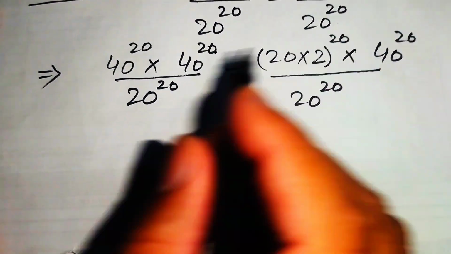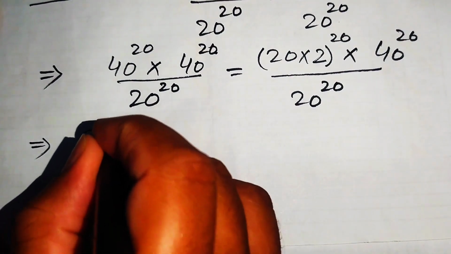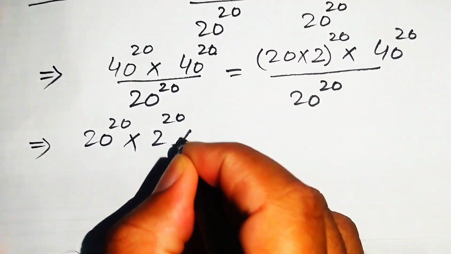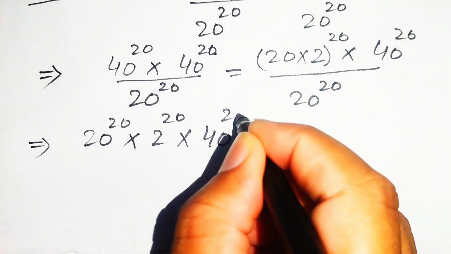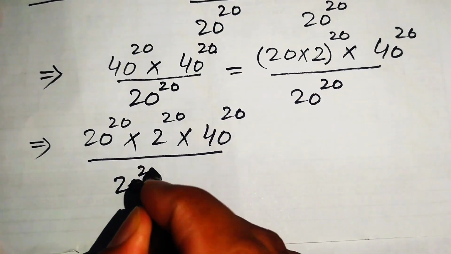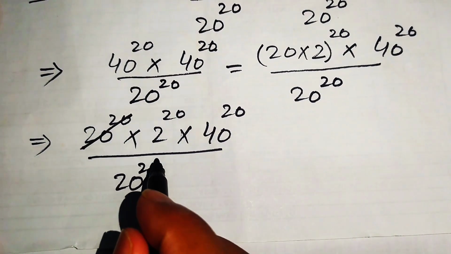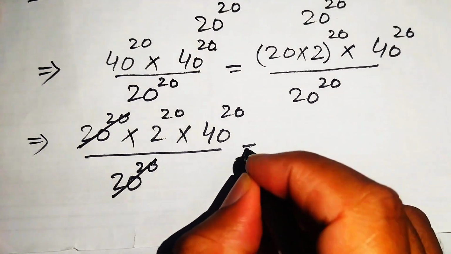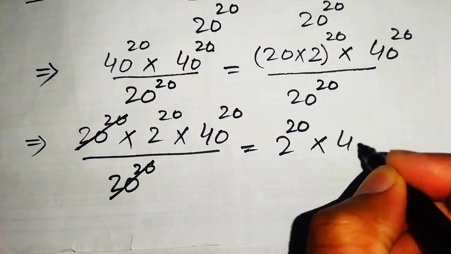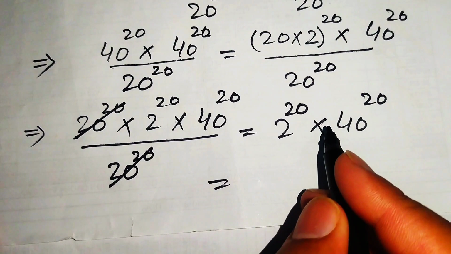So here we separate the exponent of both of these terms, and we write it as 20 to the power of 20 multiplied by 2 to the power of 20 multiplied by 40 to the power of 20, and this whole divided by 20 to the power of 20. So here you see that this 20 to the power of 20 is cancelled out by this 20 to the power of 20, and we get the remaining terms 2 to the power of 20 times 40 to the power of 20. So here you see that the exponents of both of these terms are the same.